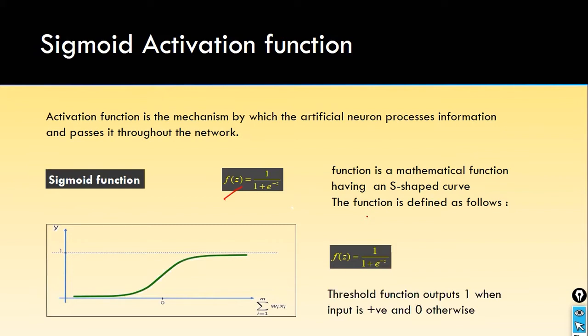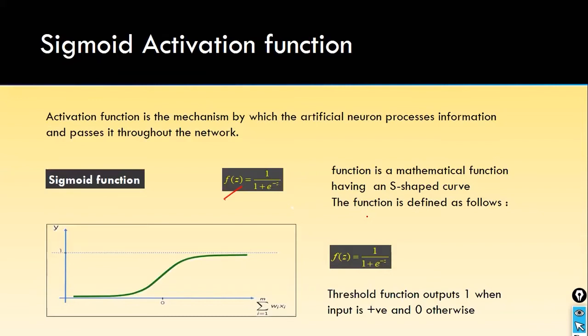Any value between 1 and 0, right? So it will convert any value to between 1 and 0. The values are bounded between 0 and 1. You remember, we discussed this in logistic regression.